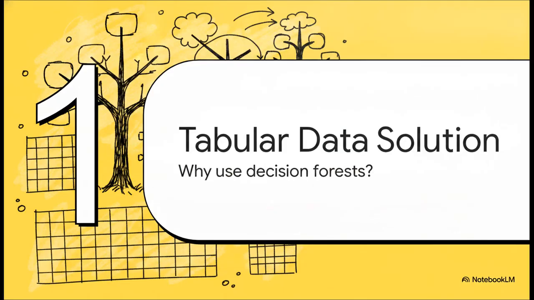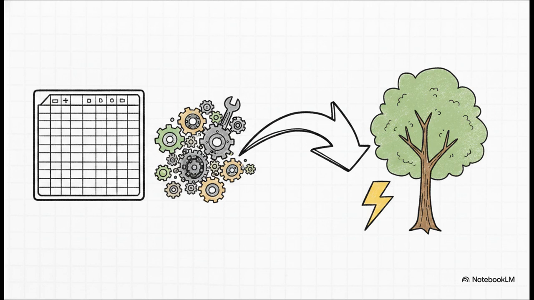All right, section 1, the tabular data solution. Let's see why decision forests are literally built for this kind of work. The best part here is that unlike neural networks, decision forests let you skip all that tedious pre-processing. You don't have to normalize your features. You don't have to stress over one-hot encoding. They natively consume tabular data exactly as it comes.